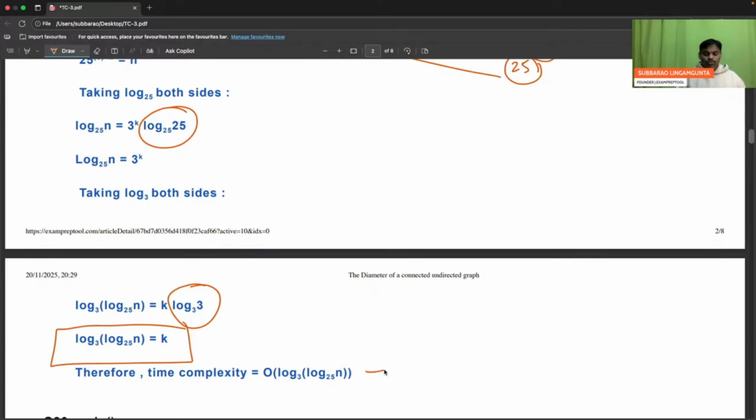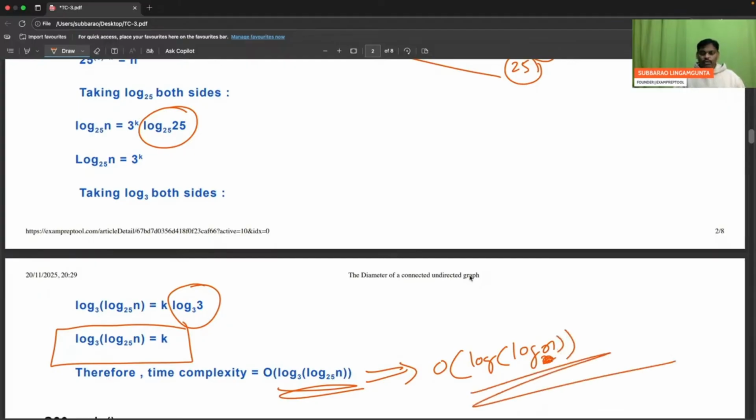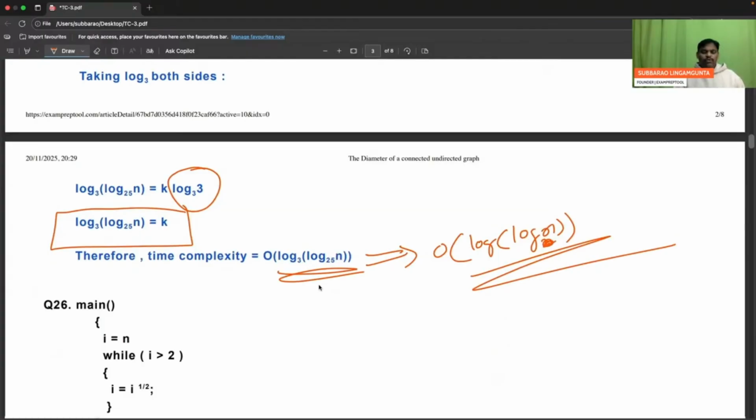Right? If at all it is there in the option, it's okay. Otherwise, the answer is log of log n, base 2. Right? If at all this is already there, it's okay. Otherwise, you need not write the base also. So question number 25 is also over.